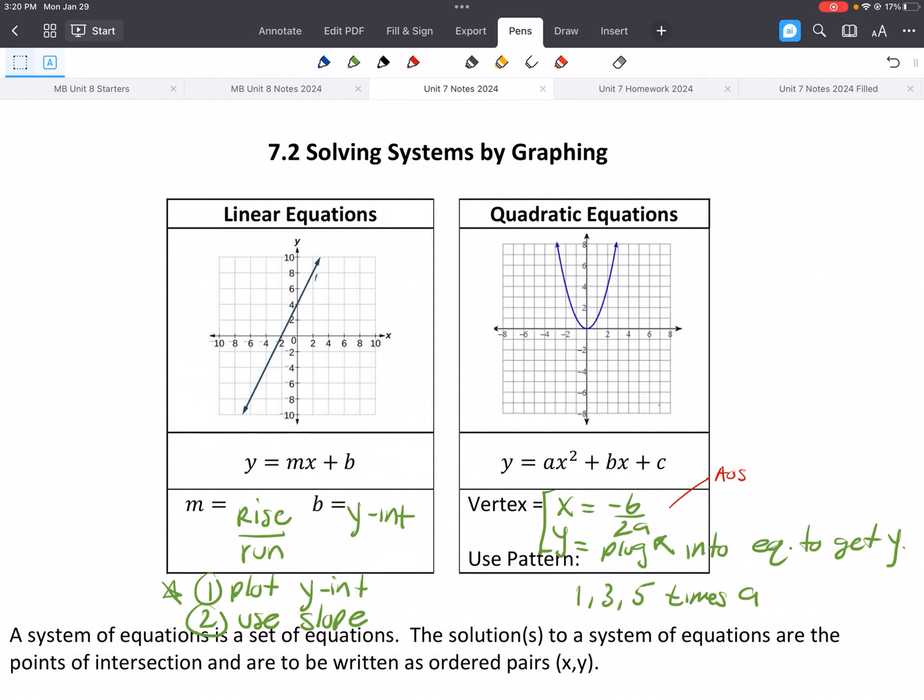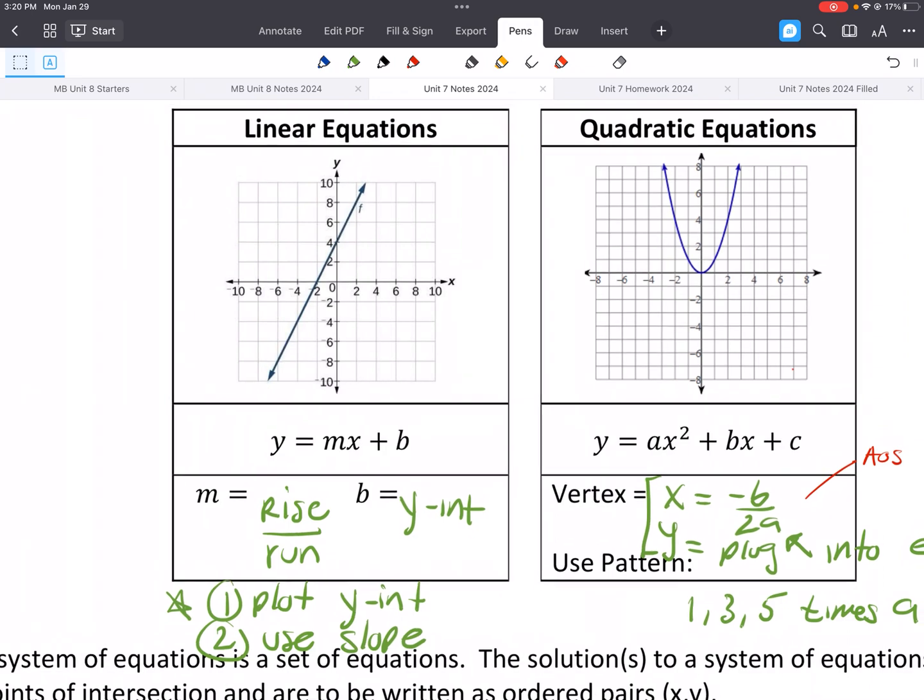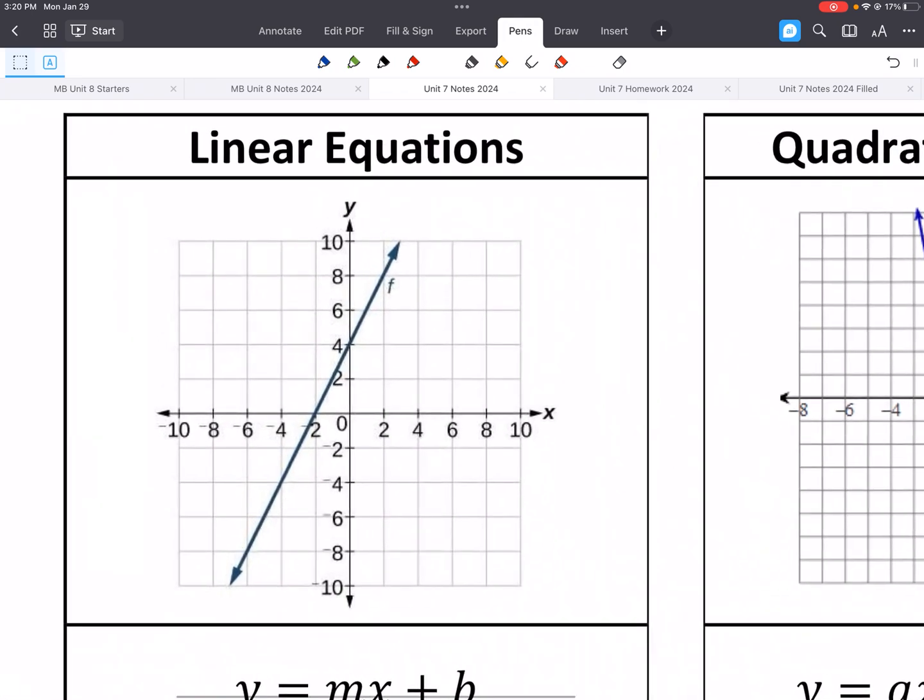Alright everybody, this is 7.2, Solving Systems by Graphing. So if we want to graph something, let's do a quick review on how to graph the two types of equations that we're going to be running into. So first off is we have linear equations. This first graph just shows you a reminder of what this looks like.